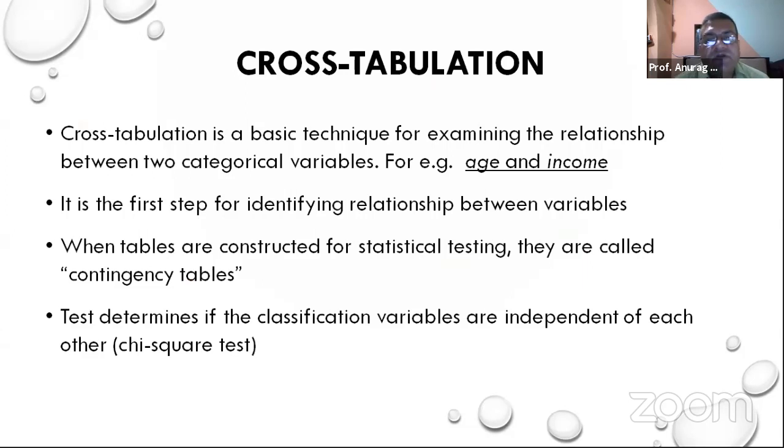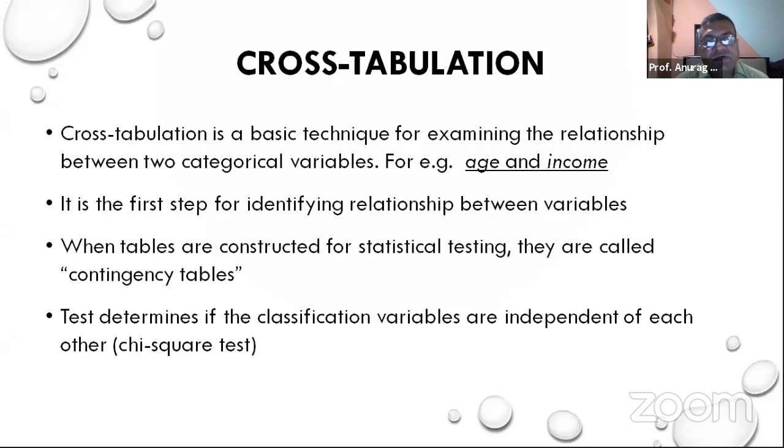So finally, after defining our variables, nominal, ordinal, interval, ratio, we are coming to a very important technique in survey research, which is basically exploratory in nature. Cross tabulation is a basic technique for examining the relationship between two categorical variables. What are these categorical variables? Nominal and ordinal variables are put under the tag categorical variables. For example, age and income. It is the first step for identifying relations between variables. When the tables are constructed for statistical testing, they are called contingency tables, which I've given you in slide number 14.